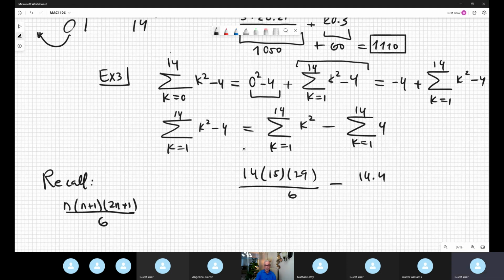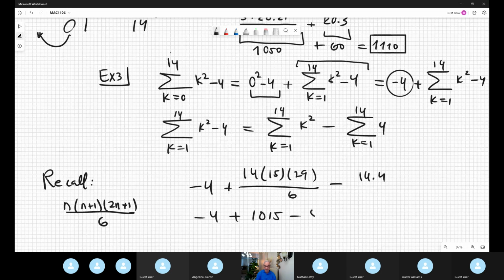And don't forget, just in case, I want to bring down this negative 4 that belongs to the problem, right? Okay, the sum I computed in my calculator is 1015 minus 56, the multiplication 14 times 4. Now everything together is 955.